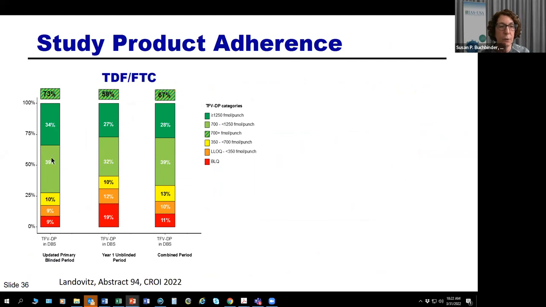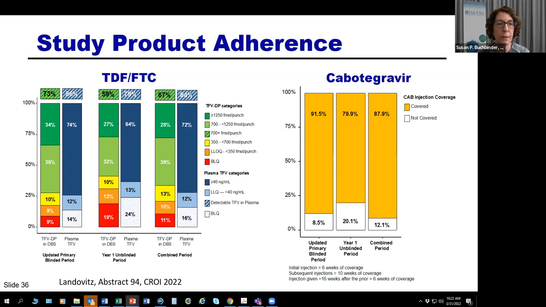And so this is data from dried blood spots. And if you look at both green combined, and that's the numbers at the top here, that's more than 4 pills a week, which is considered to be highest efficacy. You can see that it went from 73% to 59% during the blinded period. So there was a drop off in adherence.